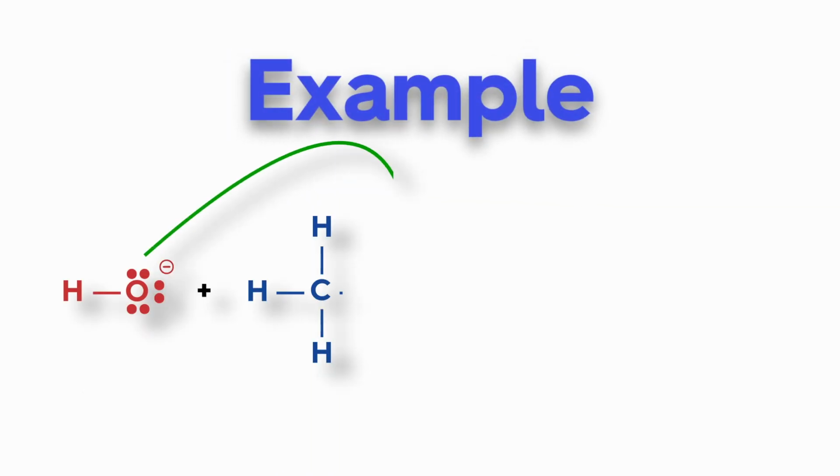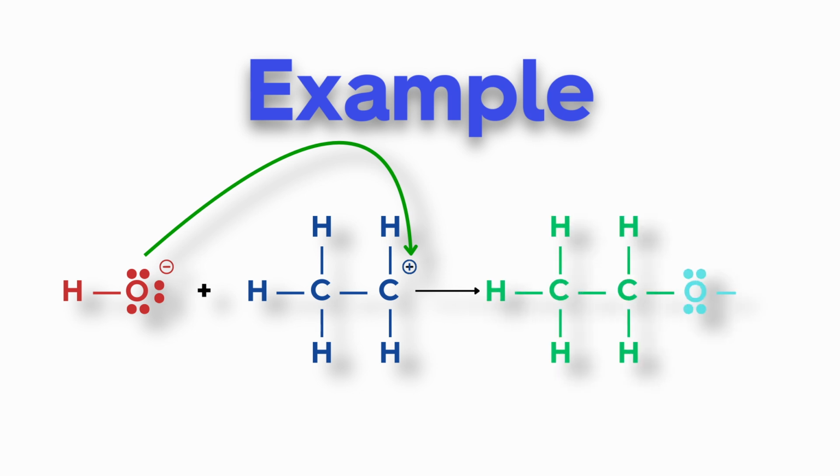For example, hydroxide attacks a carbocation. Push from oxygen's lone pair to carbon, form a carbon-oxygen bond, and the charge on oxygen neutralizes.